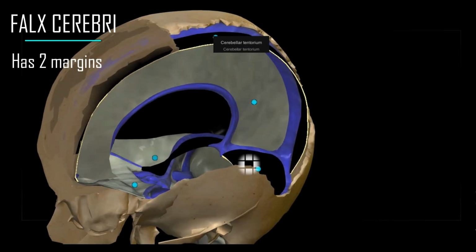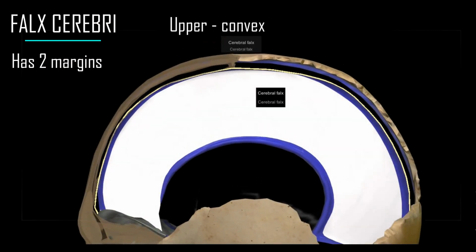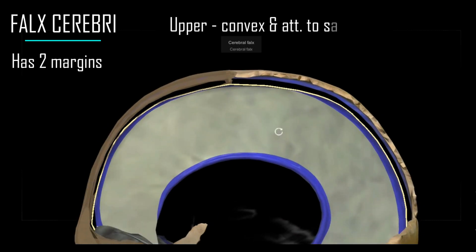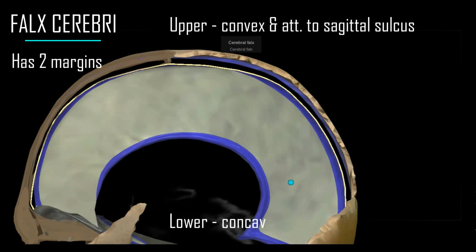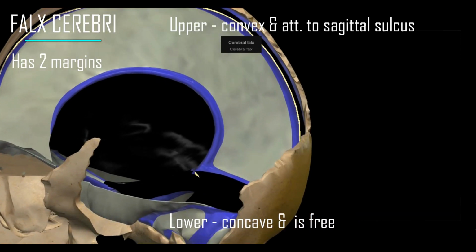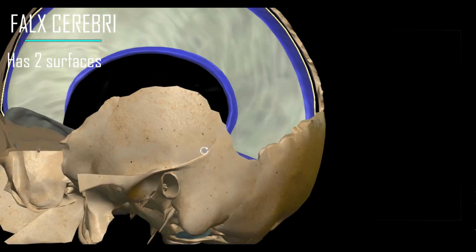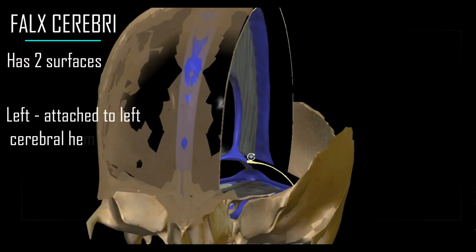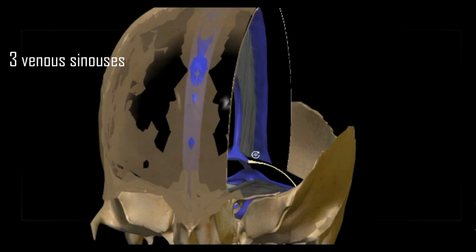Falx cerebri has two margins, the upper margin and the lower margin. The upper margin is convex in shape and is attached to the sagittal sulcus, while the lower margin is concave and free. It also has two surfaces, the left surface and the right surface, and they correspond to the left cerebral hemisphere and the right cerebral hemisphere respectively.